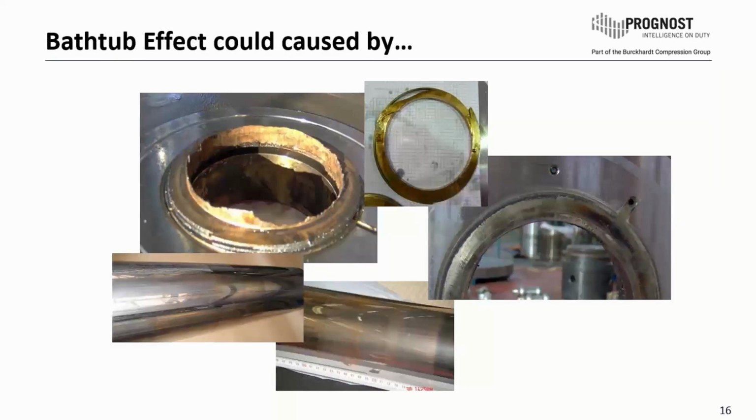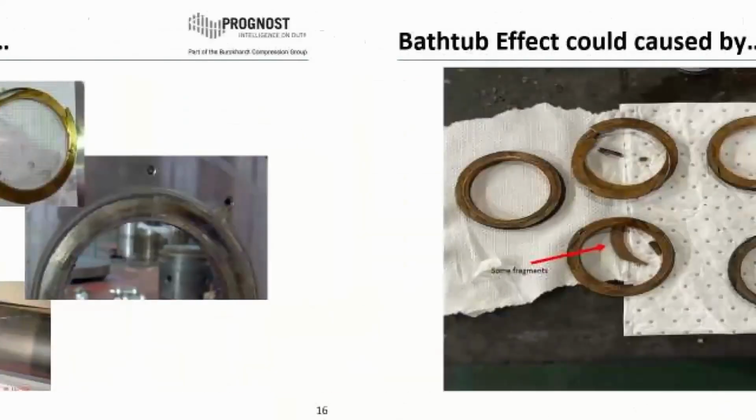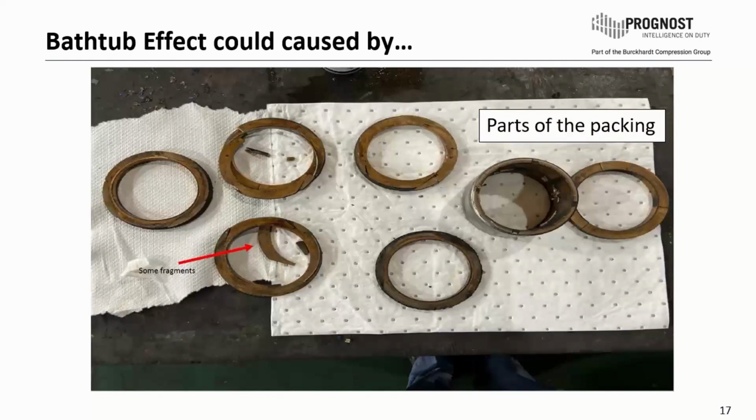These are parts of the packing and what causes the bath tube effect. We have polymerization or maybe a malfunction of the packing, which heats up the plunger, and when we have this hotspot on the plunger, it can be indicated by our proximity sensors with this typical bath tube effect. These are also parts which can lead to a bath tube effect or to the vibration we saw before. We have broken parts or maybe also polymerization in the packing.